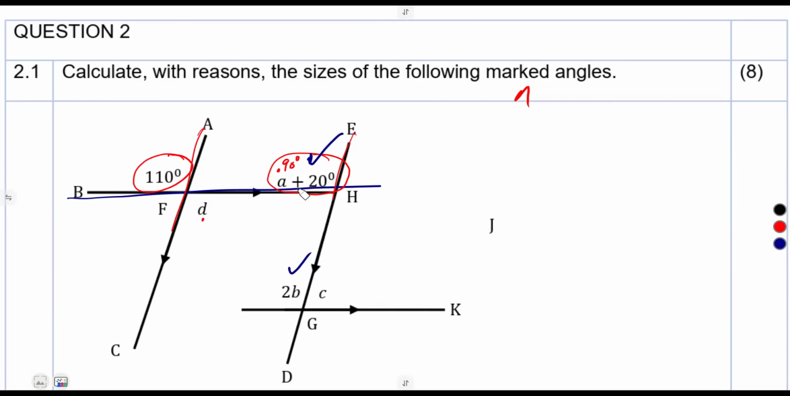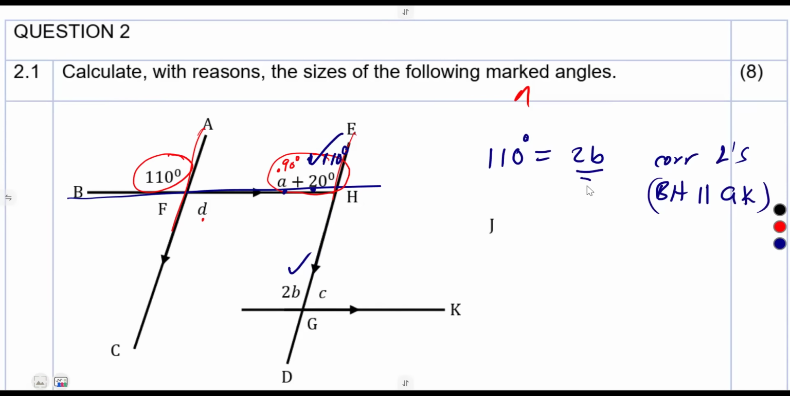So that is 90 plus 20, which is what? It is 110 degrees. So 110 degrees is equal to 2B. We are talking about what? Corresponding angles, as I explained, since BH is parallel to GK, like this. So thus we can find B by simply dividing by what? By 2. That is going to be 55 degrees, all right? So B is 55 degrees.